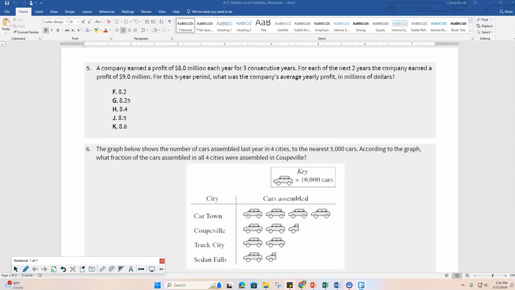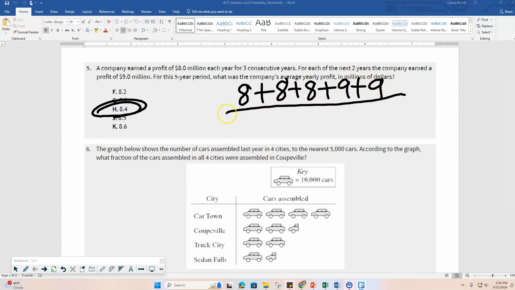Okay, and 5, 4, 3, 2, 1. There's your number. F, for G, for H, for J, for K. Yeah, it's H. What are you guys thinking in your brain? Like, if only all the ACT questions were like these ones. Right? So a company earns a profit of $8 million for each of 3 consecutive years, $8 million for 3 years, and then $9 million for the next 2 years. Over a 5-year period, the average, I'm sensing we're all comfortable with finding averages.